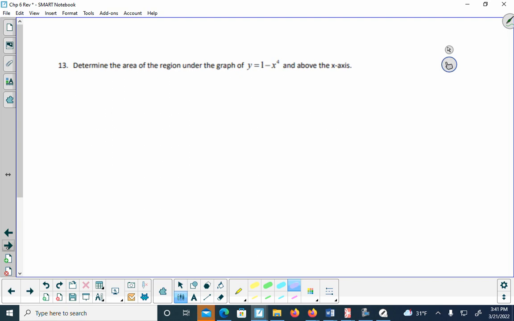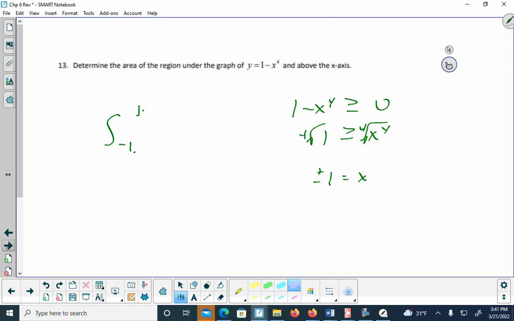the x-axis. All that means, you're going to go from -1 to 1, above the x-axis. How do I know that's above the x-axis? Because I want this 1 minus x to the fourth to be greater than or equal to 0. So 1 is greater than or equal to x to the fourth, take the fourth root, and I end up with plus or minus 1, x. That's how I got -1 to 1. And then I'm doing the integral of 1 minus x to the fourth, dx. So now when I take the antiderivative, I get x minus x to the fifth over 5, from -1 to 1.